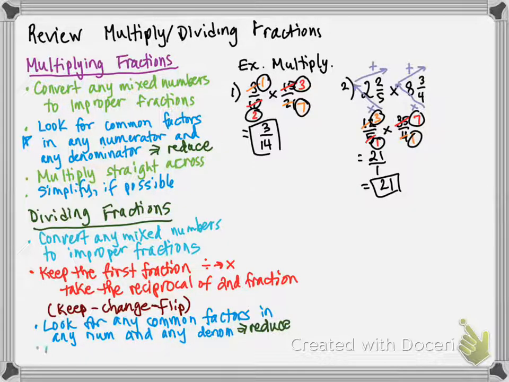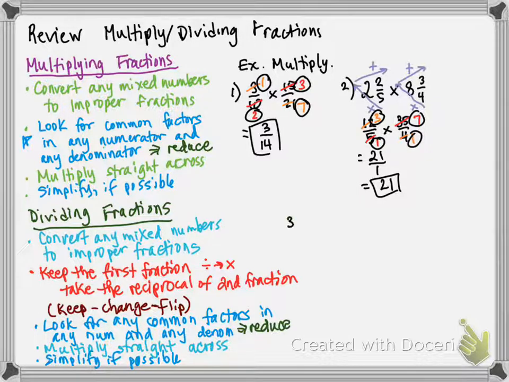We're going to multiply straight across. And if you forgot something, catch it now. So we're going to simplify if possible. I'm going to make it the same color as that third step. So the only thing that's different is that red step. We're going to keep the first fraction, change the division to multiplication, and take the reciprocal of the second fraction.